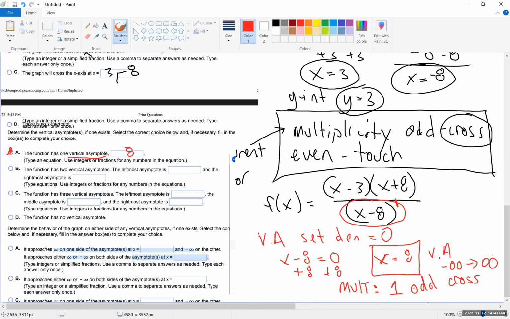So, but A looks like there's two separate ones. B is wrong. Let's see what C says.